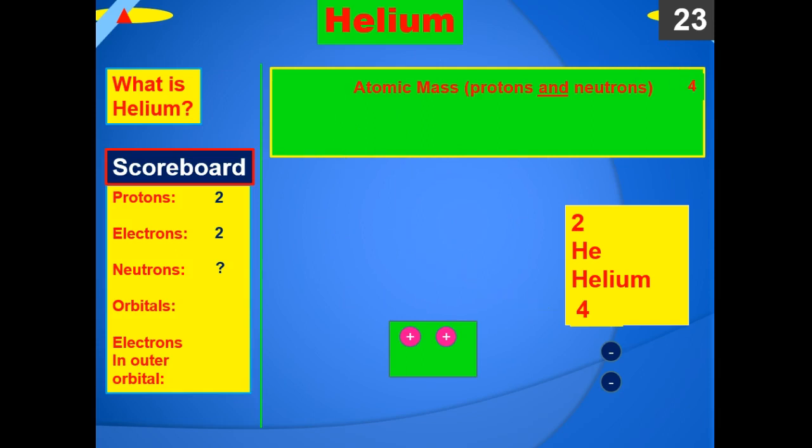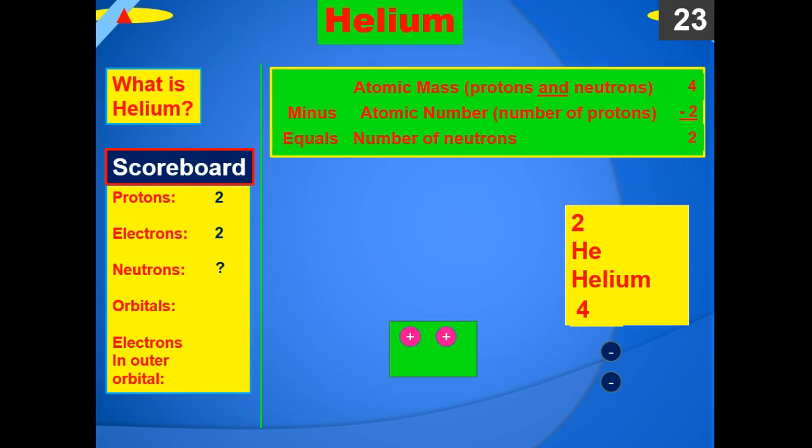And we know that 2 of those, because of the atomic number up on the top, are going to be protons. That's what that 2 means. That's how many protons. So if there are 4 protons and neutrons, and 2 of them are protons, then the rest have to be neutrons.